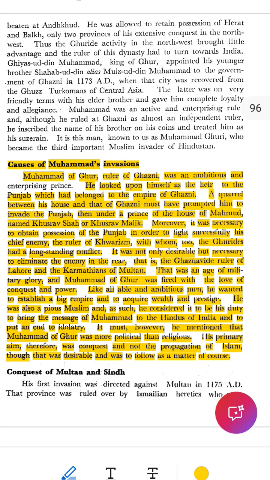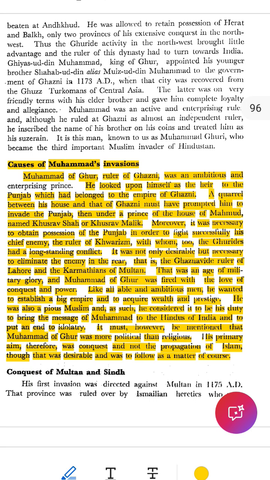Like a son claiming his father's house after another cousin moves in, Muhammad thought, this was part of my family's land. I should take it back. 3. Political strategy. Remove enemies in the rear. Muhammad had a big enemy in the north, the Khwarezmian Empire in Central Asia. But before fighting that powerful enemy, he wanted to secure his southern side, India.